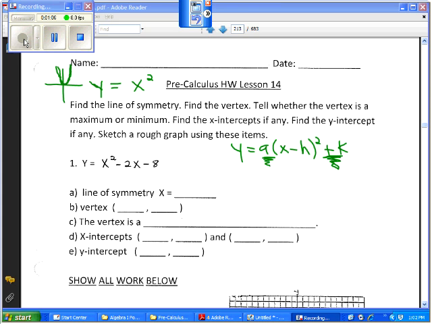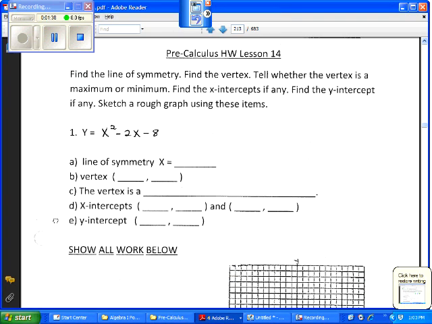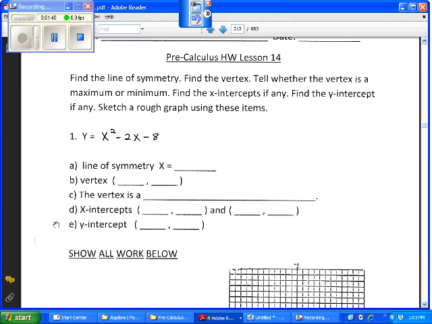If a gets bigger, the wings get steeper, so the parabola gets narrower. If a gets smaller, the wings get less steep, so the parabola gets wider. If that's a minus h, then we're going to think of it as a plus, and it's going to shift to the right. If it was a plus, we would think of it as a minus, and it would shift to the left. That's graphing form stuff. What we're dealing with here is standard form stuff.